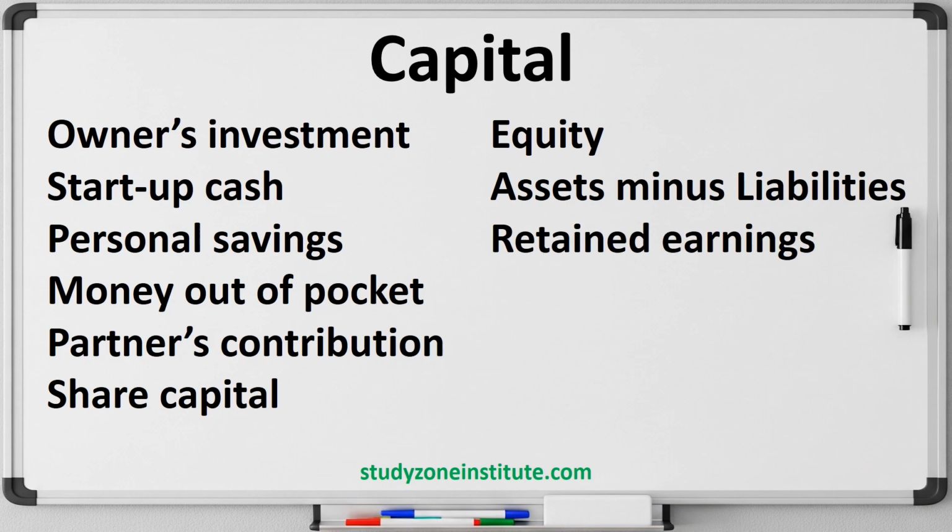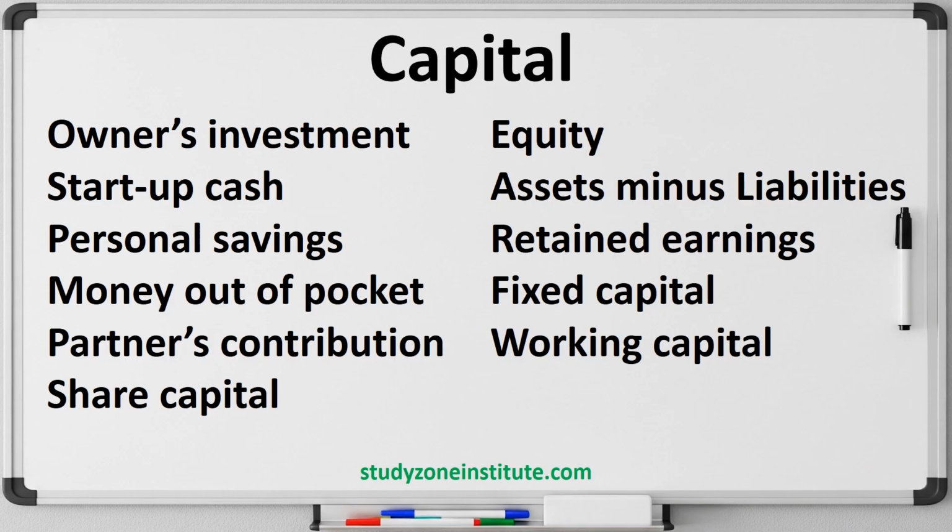Retained earnings, profits the business keeps and reinvests. Fixed capital, capital invested in long-term assets. Working capital, funds available for day-to-day operations. Drawings, money or assets the owner takes from the business for personal use.